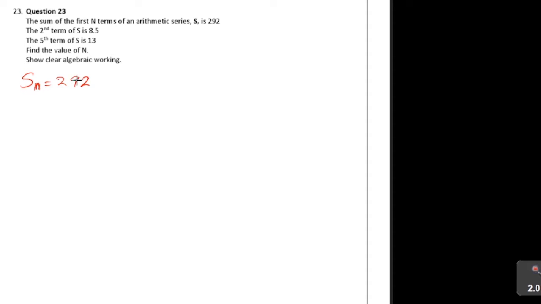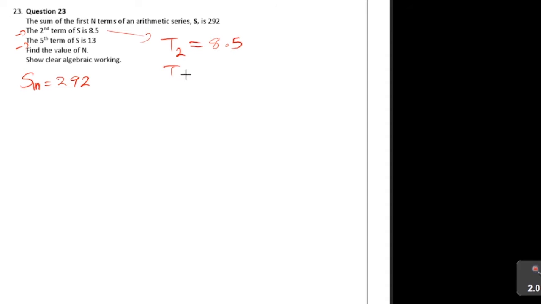What do we have to do here? Most of you have written for data points 2 and 3, instead of Tn, S2 equals 8.5 and S5 equals 13. Totally wrong. Is it the sum? No, they are talking about the term. It's Tn, not Sn. So the second point is T2, the second term, which equals 8.5.